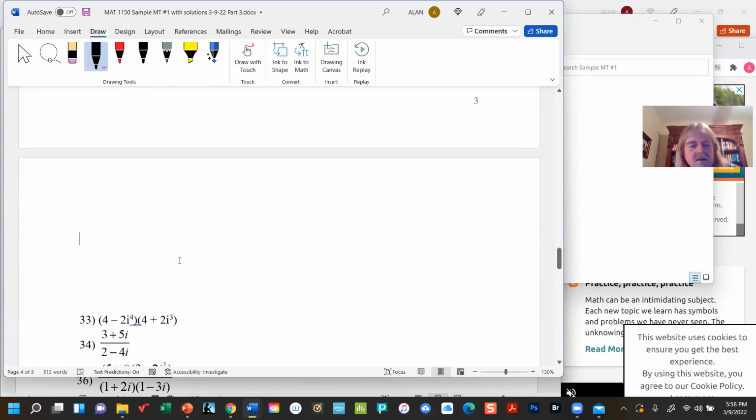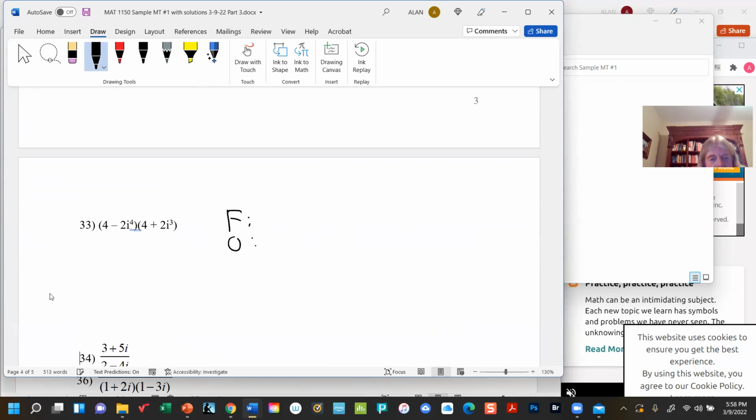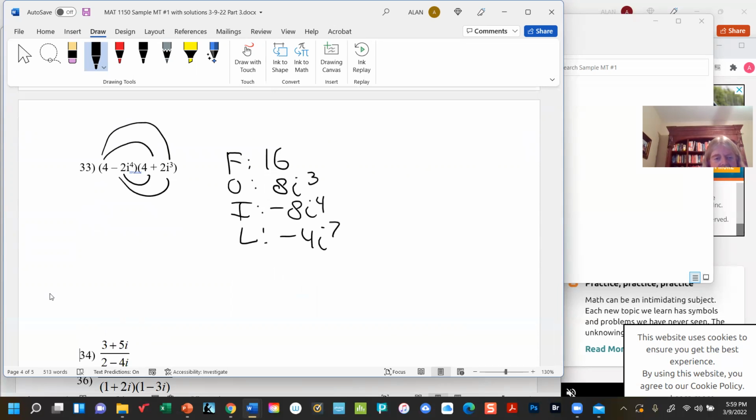Now, how about this one? Oh my God, look at the size of those exponents. All right, well, let's do it. F is 16. O is 8i cubed. I is minus 8i to the fourth. And last is minus 4i to the seventh. Wow. So let's see, 16, there's not much to consolidate. They can't be combined.